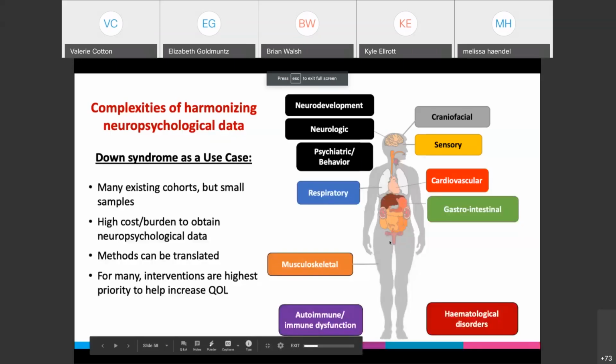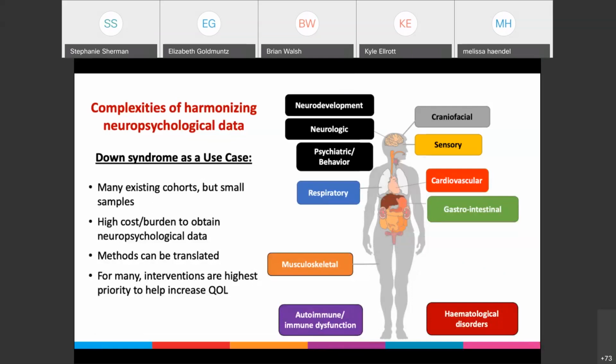So I'll continue the, in a sense, the use case of Down syndrome that Joaquin just presented very well. So my focus in this talk is on the complexities of harmonizing the neuropsychological data. So how did we get there? We studied Down syndrome and for the same goals that Joaquin just went through. And there's some 80 medical conditions that are increased among individuals with Down syndrome, and they're shown by system in this diagram to the right.